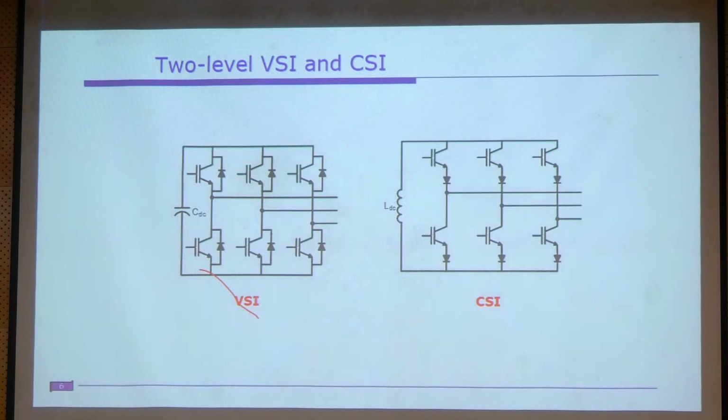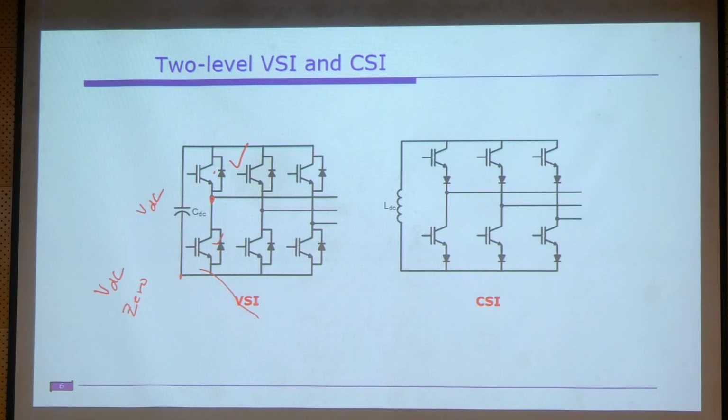So here, if you consider this one, if you turn on this switch and observe the voltage between this point and this point, if we assume this voltage is VDC, then if we turn on this upper switch, the voltage is equal to VDC, and if we turn on this bottom switch, in that case the voltage is equal to 0. So that's why it is known as the two-level inverter.